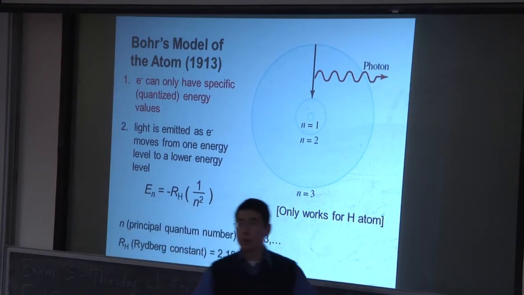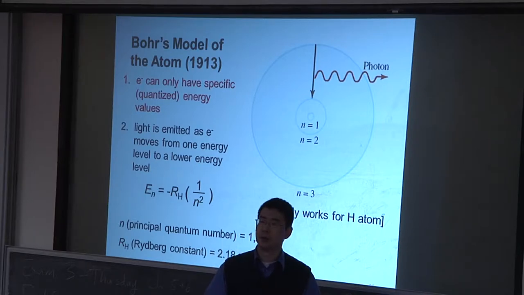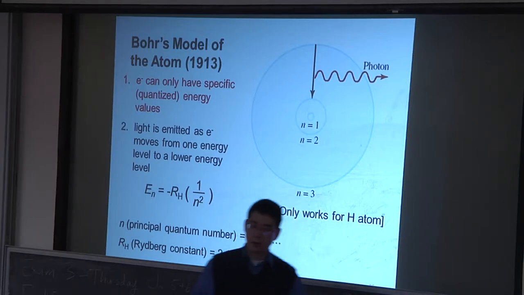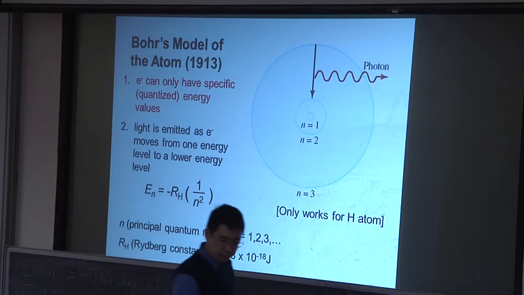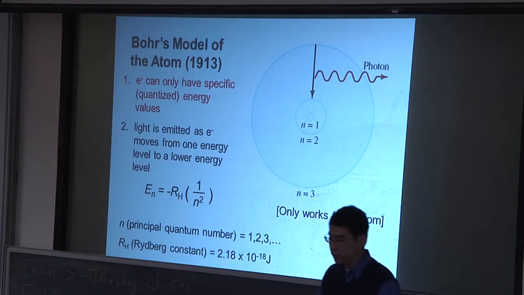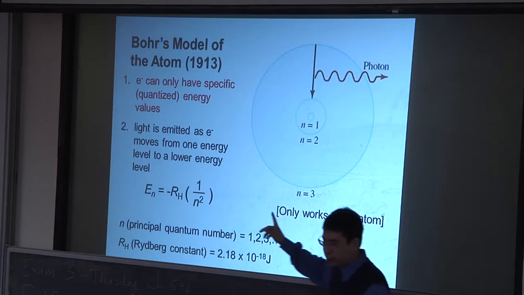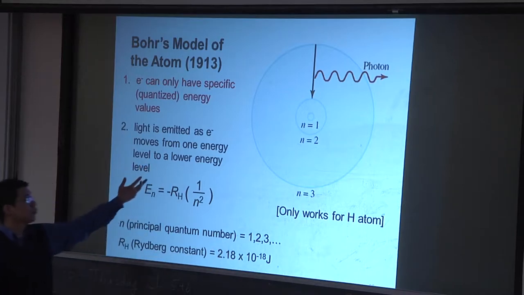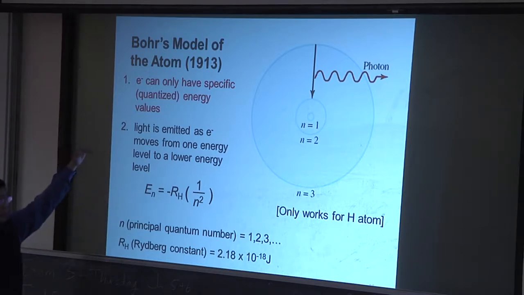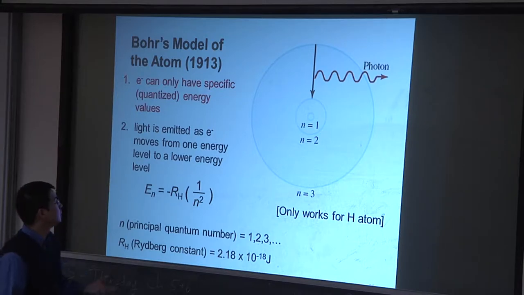And that light, remember, the energy of light is defined by its frequency or by its wavelength. And so that's why you get these single colors in your bright line spectra. Each color refers to one electronic transition between different energy values. So light is emitted as an electron moves from one energy level to a lower level. The reverse is also true. If an electron goes from a lower energy level to a higher energy level, that can be accomplished by the atom absorbing light.